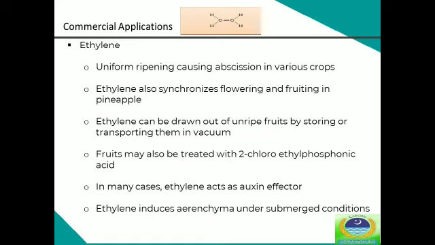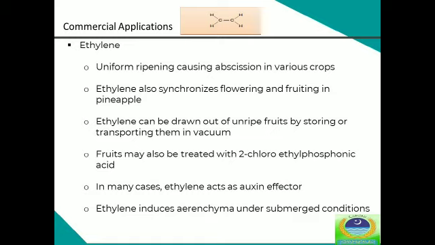Ethylene can also synchronize flowering and fruiting in pineapple, which makes the harvest of pineapple easier. Ethylene can be drawn out of unripe fruits by storing or transporting them in vacuum, and on reaching market, the air pressure is returned to normal. So, ethylene accumulates again and causes ripening of the fruit. Fruits may also be treated with 2-chloroethyl phosphonic acid, which breaks down and releases ethylene.